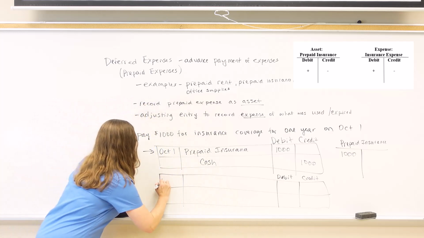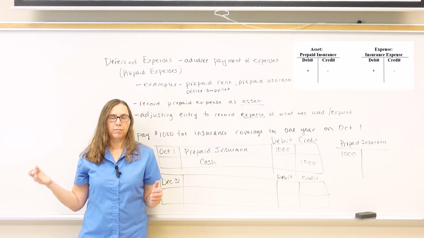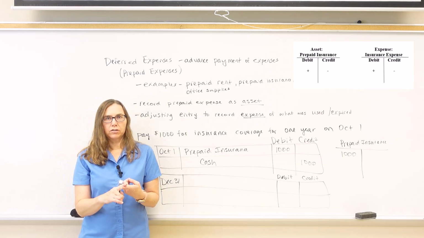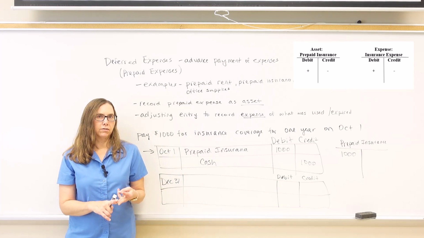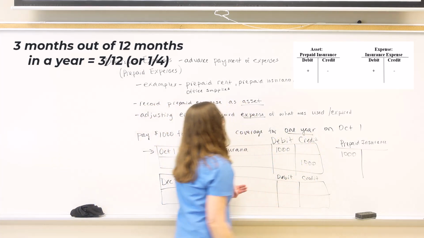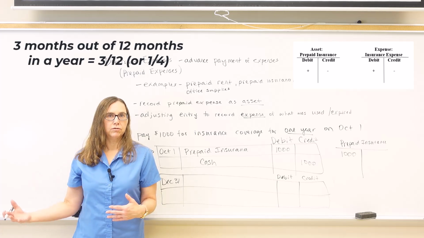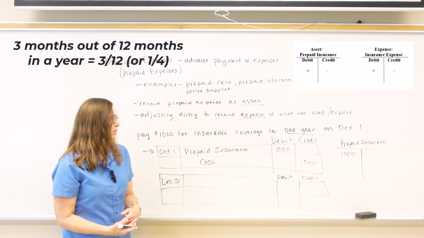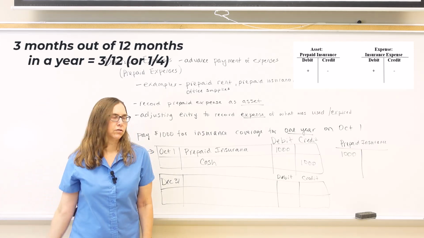So what you would do first of all is look at how many months have gone by since the insurance started. You would count October since it was the beginning of October, you would count November, and you would count December. So that's 3 months, and it was a 1-year policy. So basically 1/4 of that coverage has been used, or they've received the benefit for 1/4 of that insurance coverage. So you would want to move 1/4 of that $1,000 over to insurance expense.